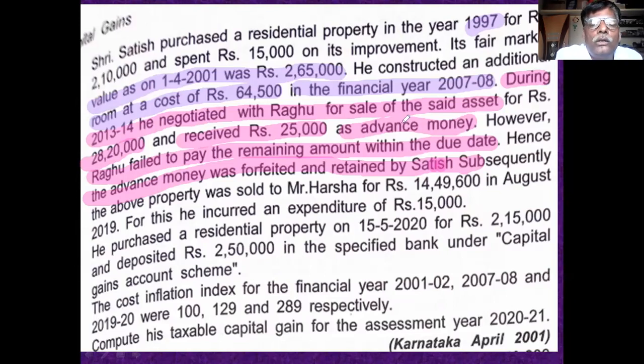So what to do about this 25,000? This 25,000 is to be deducted in the cost of acquisition. Remember this. This is deducted in the cost of acquisition. What is the cost of acquisition? 2,65,000. In the 2,65,000, you deduct it.